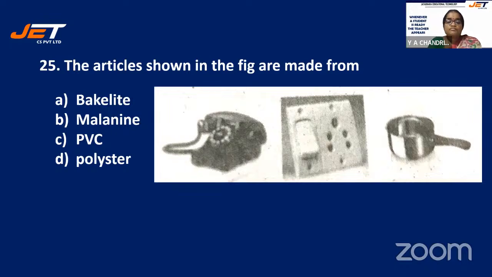The articles shown in the figure are made from bakelite, melanin, PVC, polyester. Let us see the answer. It is option A, that is bakelite. So these are made up of bakelite.